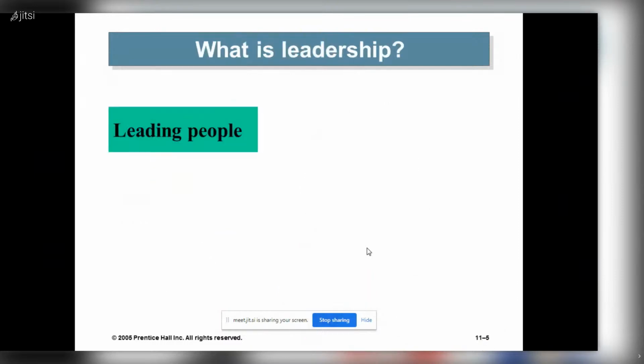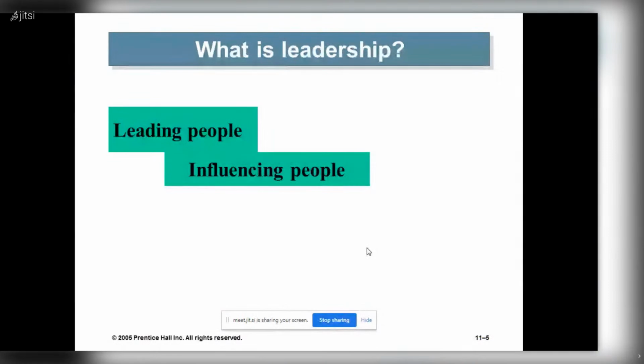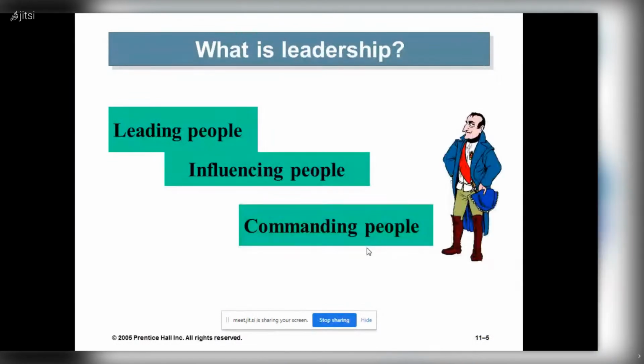So leading people, influencing people, commanding people, right? Generally we observe these things in leadership. So what do they do as a leader? They lead people, they influence and they command, right? They are commanding the people to follow certain activities. Sometimes the leader will ask the followers to take the right decisions to achieve the goals.